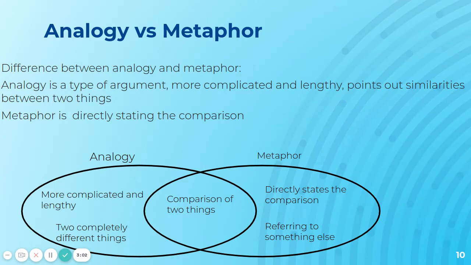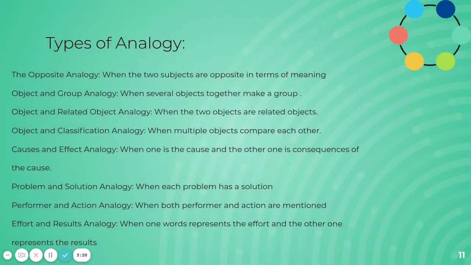Difference between analogy and metaphor. Analogy is a type of argument, more complicated, lengthy, and points out similarities between two things, and a metaphor is directly stating the comparison. Analogy is more complicated and lengthy, with two completely different things. A metaphor directly states the comparison and is referring to something else. They both are a comparison of two things.